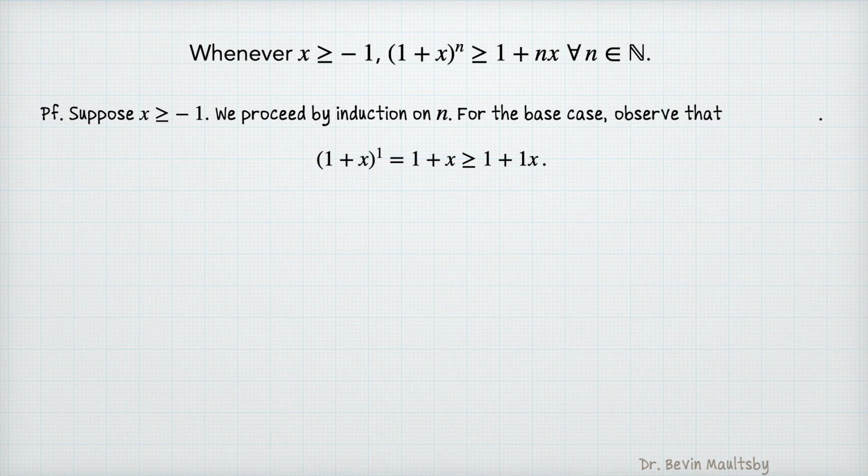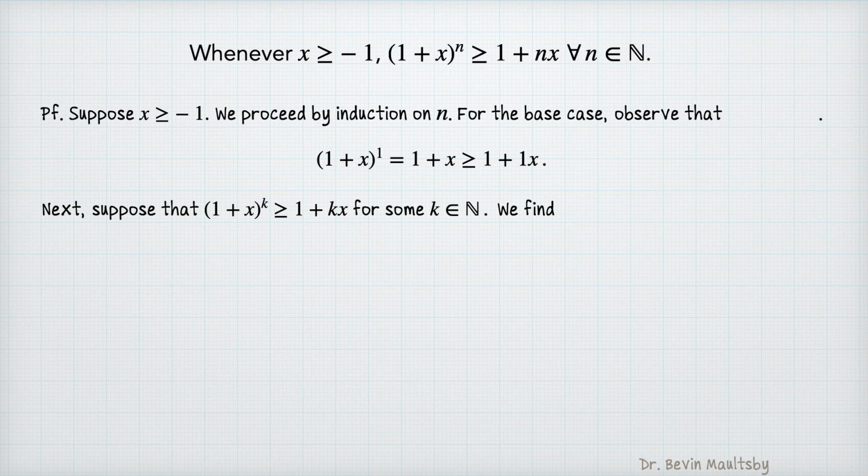We proceed by induction on n. For the base case, observe that (1 + x)^1 is actually equal to 1 + x, but I can think of that as greater than or equal to 1 + x, or 1 + 1x. Again, the base case always feels like you're stating something obvious, but that's how it is. And notice that I am, again, including the phrase "base case" specifically so that the reader understands, yes, indeed, this is a proof by induction.